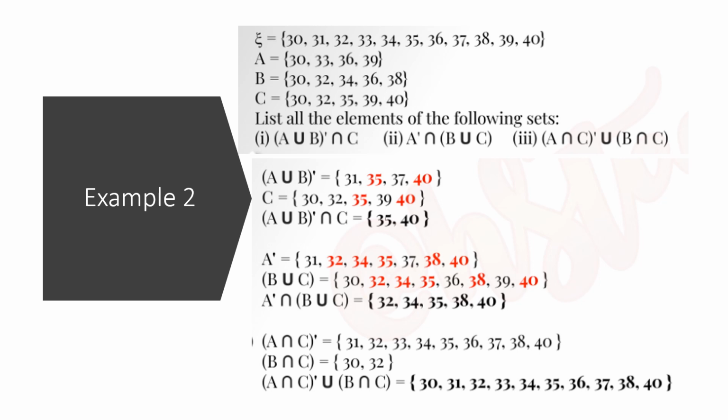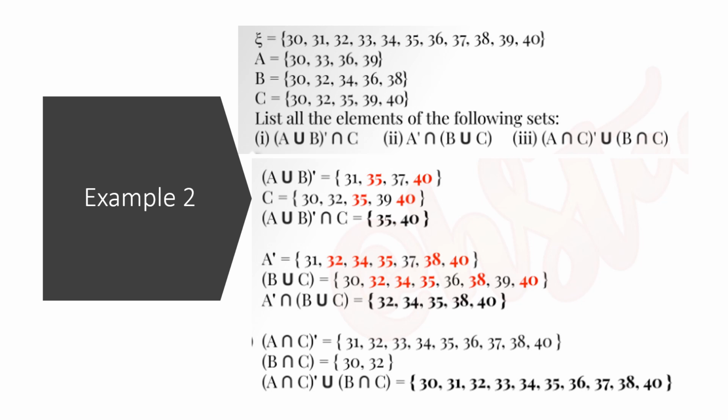Okay, and then the next one is A complement intersect B union C. So A complement is everything except for any element that is existing in A. So no 30, no 33, 36, and 39. So the remaining will be 31, 32, 34, 35, 37, 38, and 40.